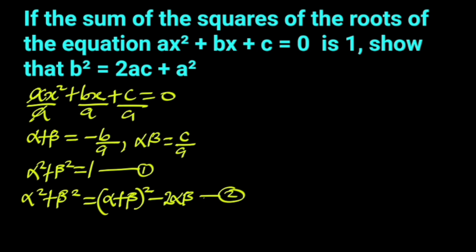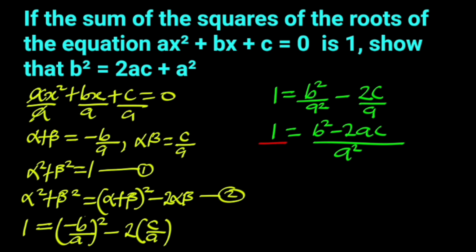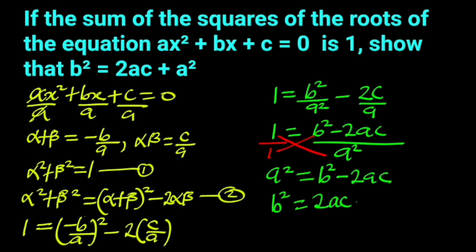and the values of α + β and αβ from the given equation, in equation 2 will give us 1 = (−b/a)² − 2 times c/a, which is the same as 1 = b²/a² − 2c/a. Simplifying the right hand side will leave us with 1 = (b² − 2ac)/a². By cross multiplication, a² = b² − 2ac, which can be written as b² = 2ac + a².